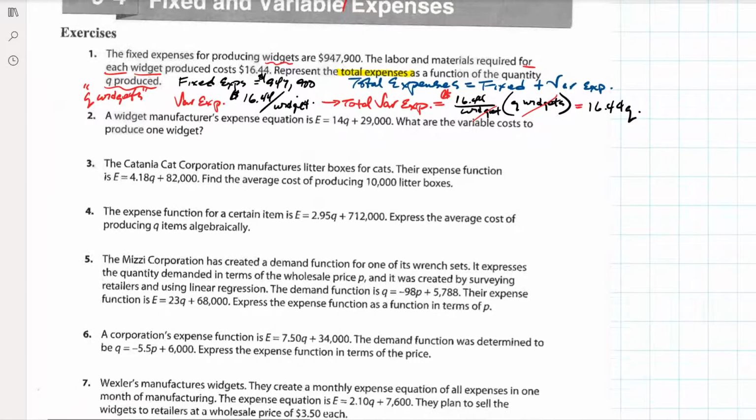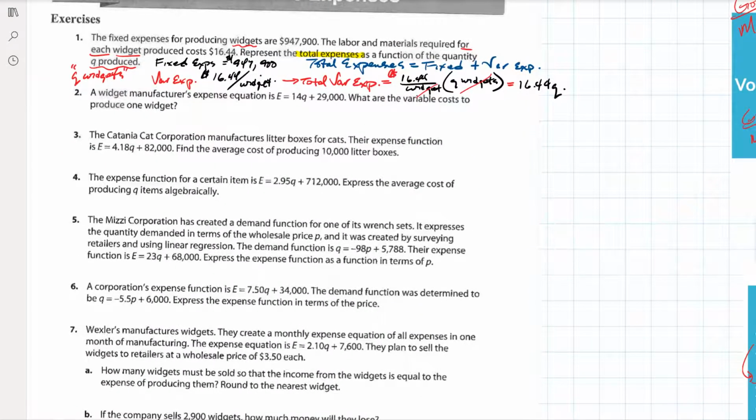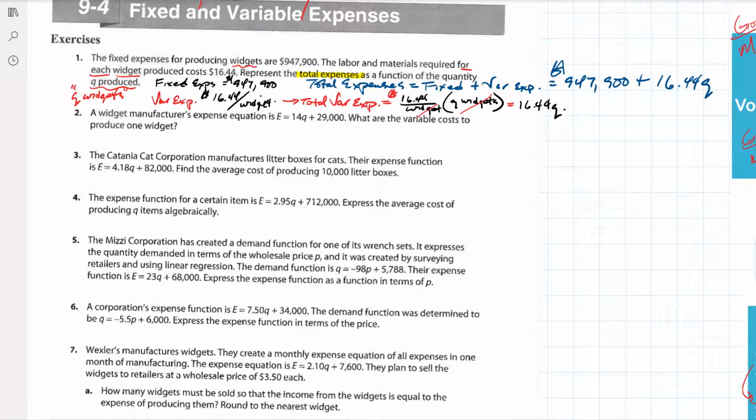All right, so what we're going to do is take our fixed and add it to the variable. So let's do that. Fixed right here is $947,900. And we're going to be adding it to the total variable expenses, and that's just going to be your $16.44 times the number produced, which is Q. Okay, so you have to take your price per widget, multiply it by the number of widgets to get the total variable expenses, which obviously depends on Q, like how many you're producing, and then you add that to the fixed expenses to get the total. There we go. All right.